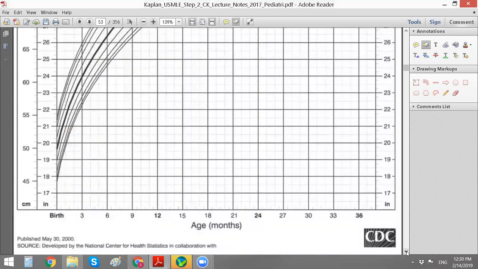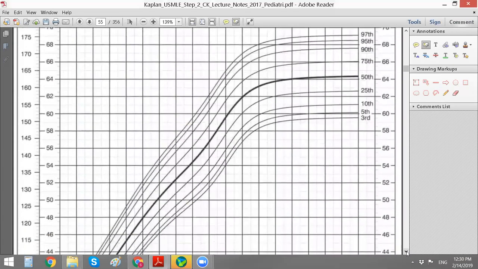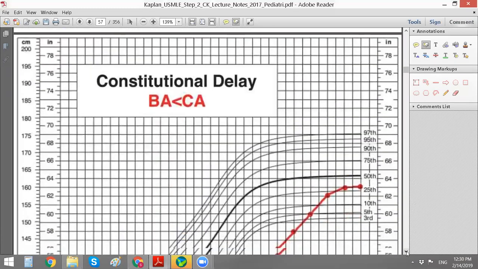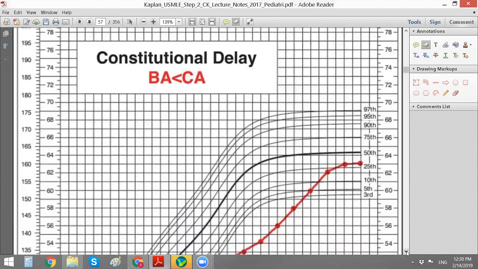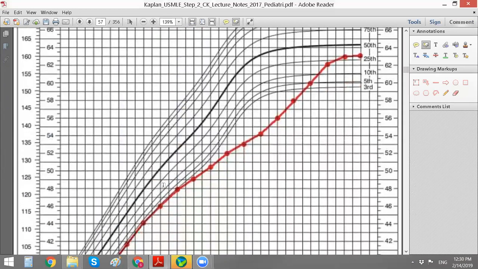We have shown these graphs. So this is constitutional delay. Bone age is less than the chronological age. This person is constantly on the lowest line, following the lowest milestone line, and then he does catch-up growth after that and comes to between 50 and 25.